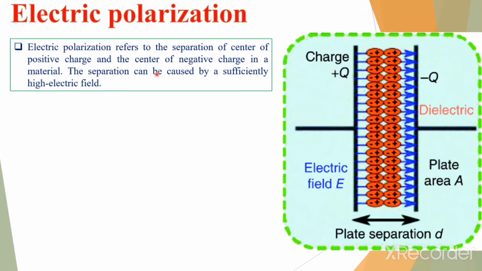Electric polarization refers to the separation of the center of positive charge and the center of negative charge in a material. This separation can be caused by a sufficiently high electric field. When we insert a dielectric between the plates of a charged capacitor, due to the electric field of the capacitor, positive and negative charges of a dielectric material are separated by a small distance and aligned in the direction of the electric field.